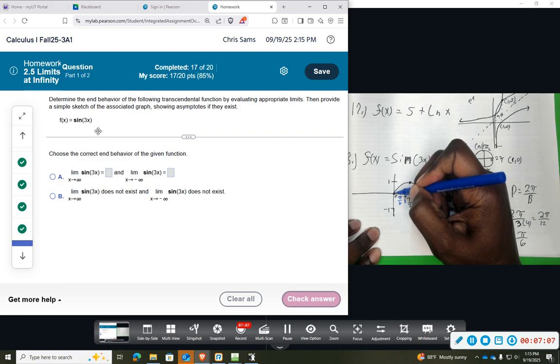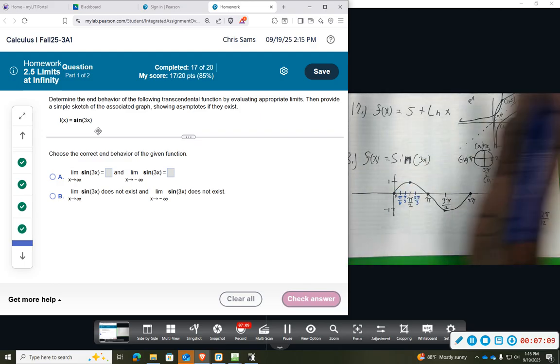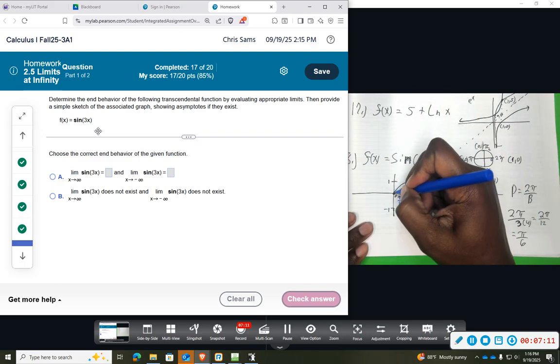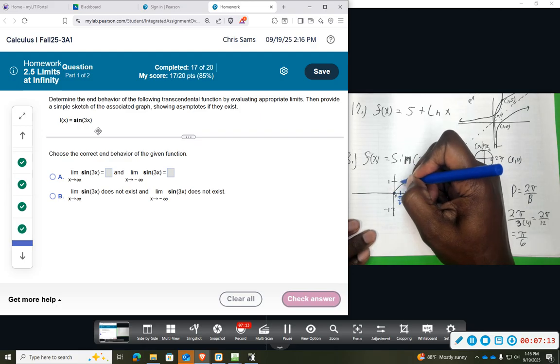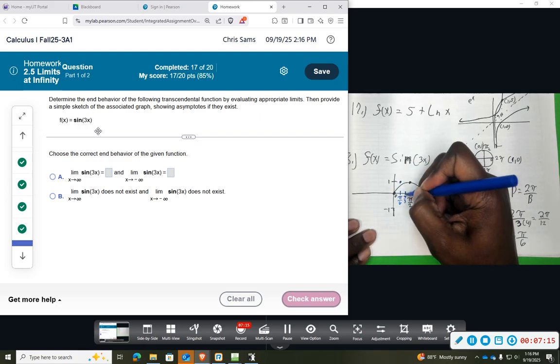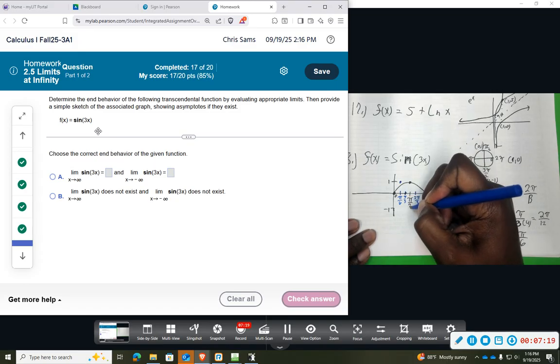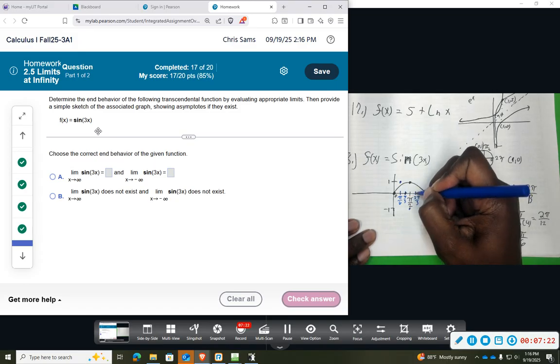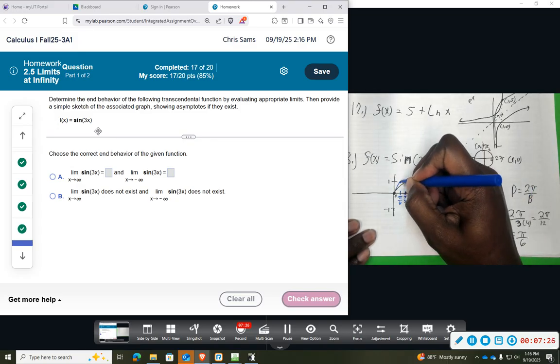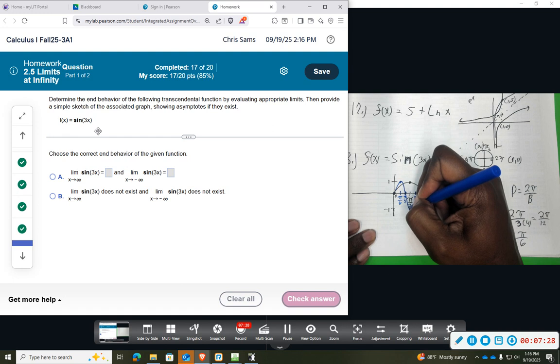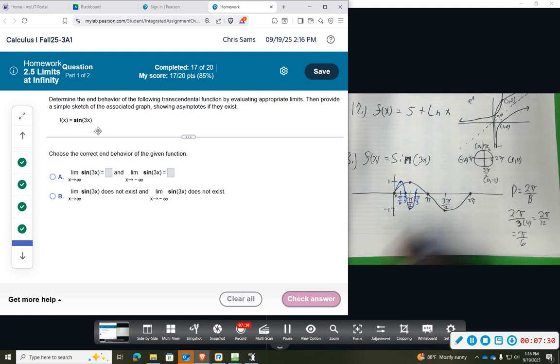So the same function would just be like a horizontal compression. So my first point would still be at 0, and then I would be at 1 here, and then back at 0 here, and then -1 here, and then back at 0 here. So same function, it just gets horizontally compressed. So it's going to be like oscillating between 0 and 1 much faster.